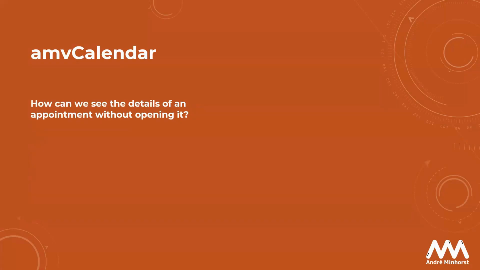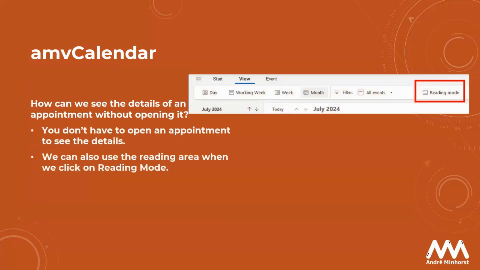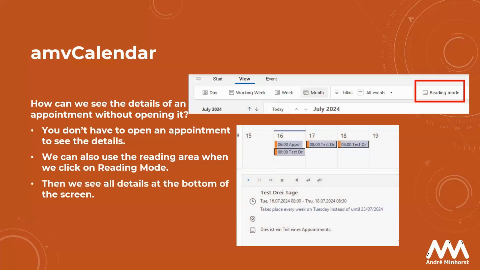How can we see the details of an appointment without opening it? You don't have to open an appointment to see the details. We can also use the reading area when we click on reading mode. Then we see all the details at the bottom of the screen.